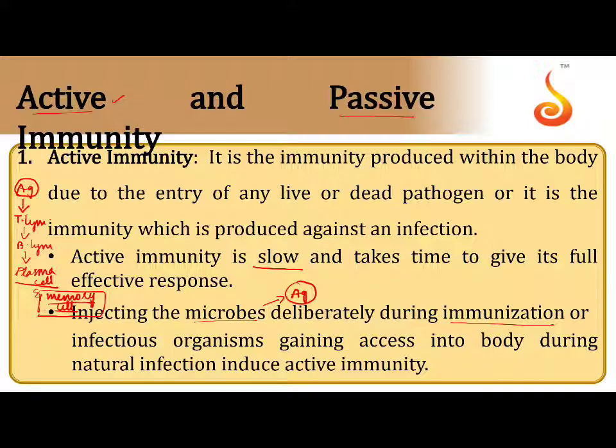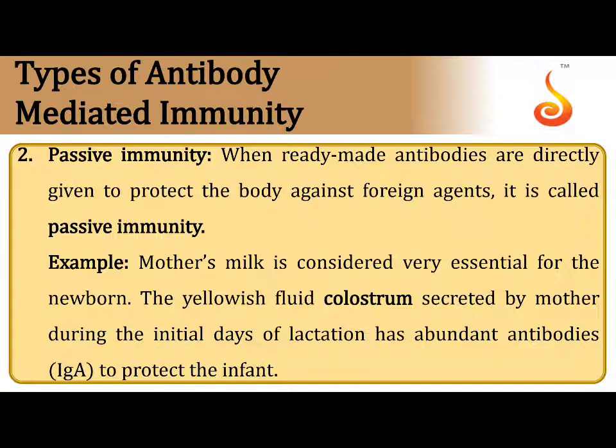But what I understand here is that it is a slow process and it takes a lot of time for our body to get accustomed to it. But on the other hand, the passive process is a little different. There is a ready-made antibody already sitting inside our body. Two examples we could take. The first example is mother's milk, which we call colostrum.